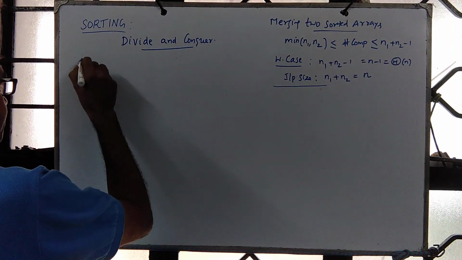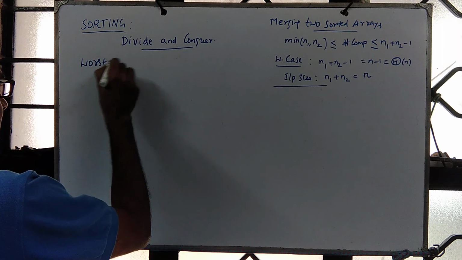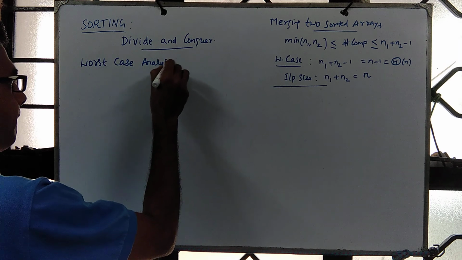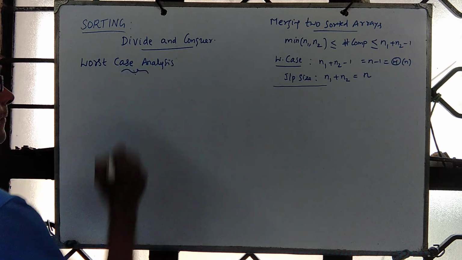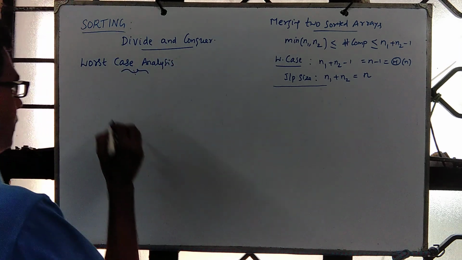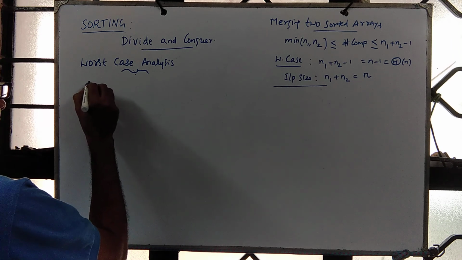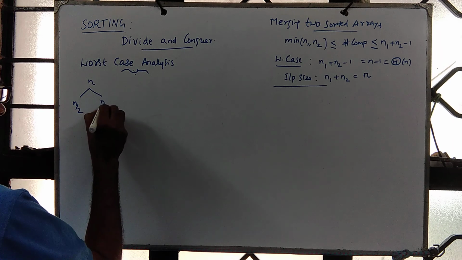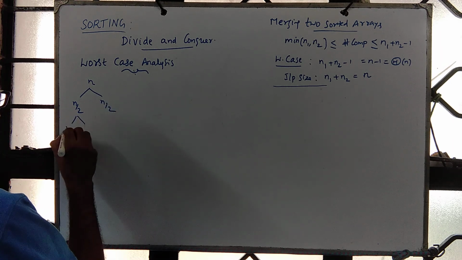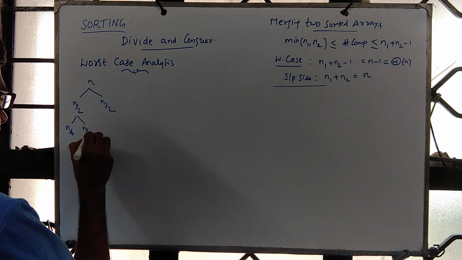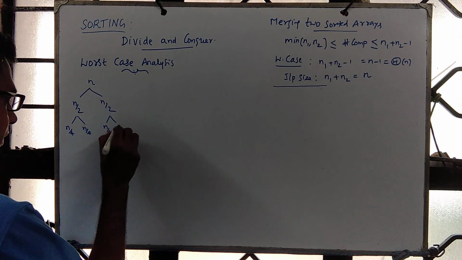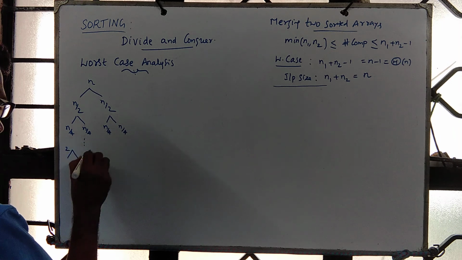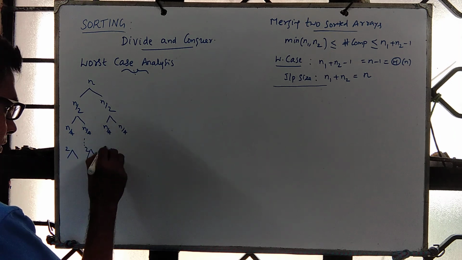Let's look at the worst case analysis. So let's focus on the cost. So input size reduction happens like this. So somewhere down we get to see something like this.